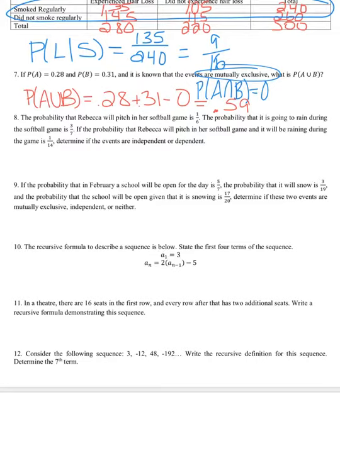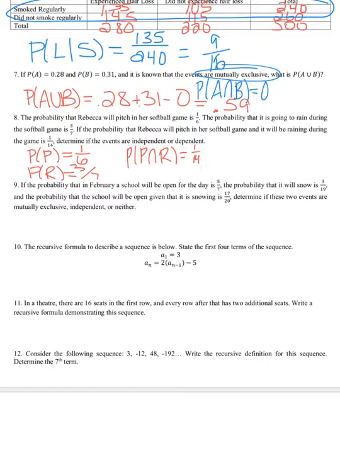All right, for number 8, the probability that Rebecca will pitch in her softball game is 1/6. So the probability that she pitches is 1/6. The probability that it's going to rain during the softball game is 3/7. So the probability that it rains is 3/7. The probability that Rebecca will pitch and it will be raining during the game is 1/14. So pitch and it will be raining is 1/14. Determine if the events are independent or dependent.